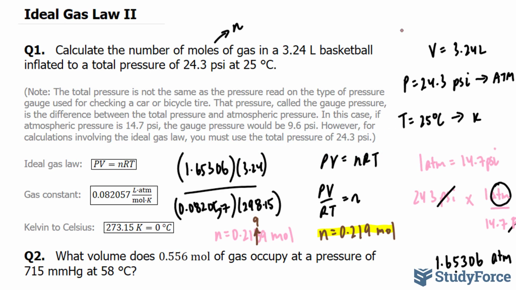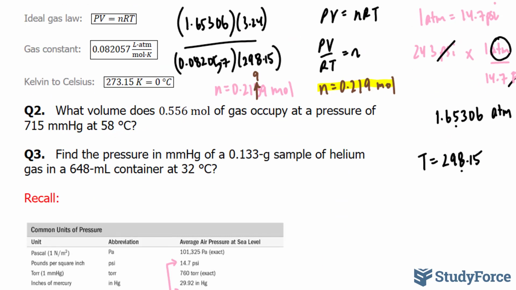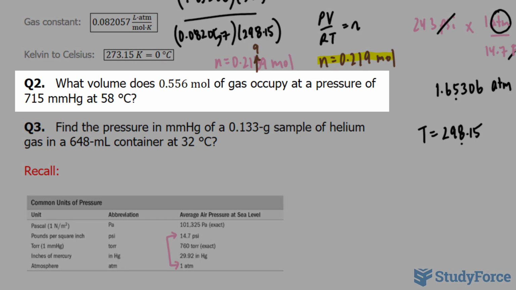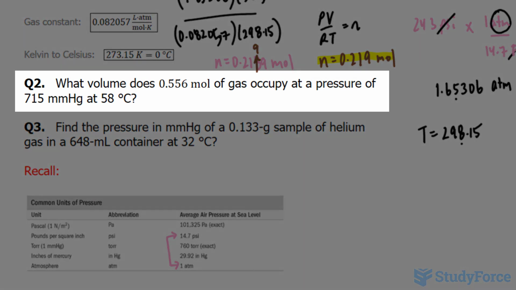In part 2 of our ideal gas law series, we ended off answering question number 1. Now we're moving on to question number 2 and 3. Question number 2 reads, what volume does 0.556 mole of gas occupy at a pressure of 715 millimeters of mercury at 58 Celsius?